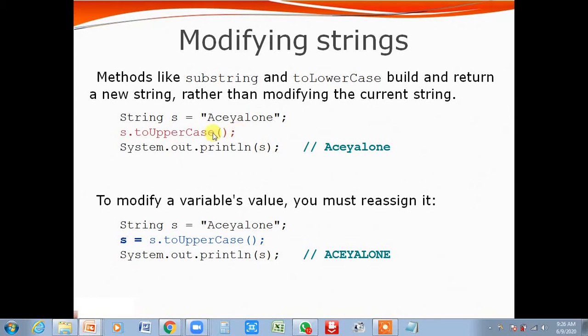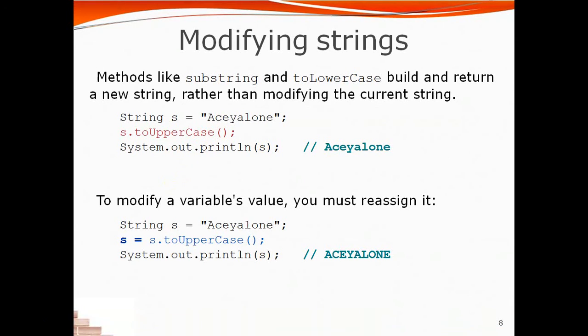For example, with string s equal to "epsilon", s.toUpperCase will convert all the characters of epsilon to capital letters. Now, to modify a string, to modify a variable's value, you must reassign it. Like string s is epsilon, s equals s.toUpperCase. So the output of this will be s, all letters in capital. This way you can modify a string.